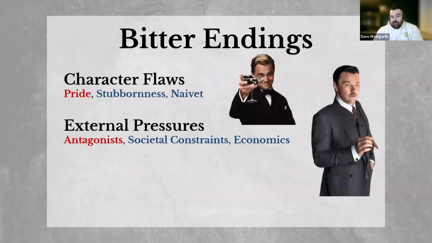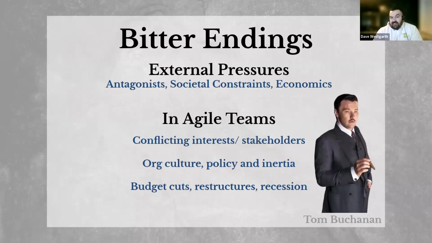In bitter endings, we can also think about external pressures. So we can think about antagonists, societal constraints, and economics. In The Great Gatsby, the nemesis for Jay Gatsby is Tom Buchanan, and he's a conflicting interest, a stakeholder who's set against you. In agile teams, you'll come into contact with these as well. When we think of societal constraints in movies that inform certain dynamics, you'll have these in your organizations at large as well. You can think of organizational culture, policy changes, inertia that could set in.